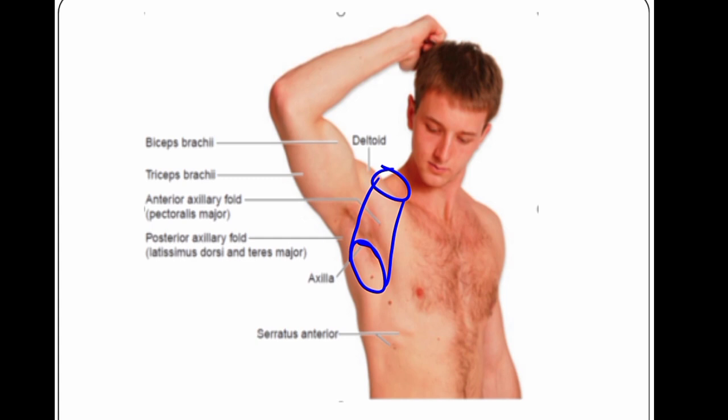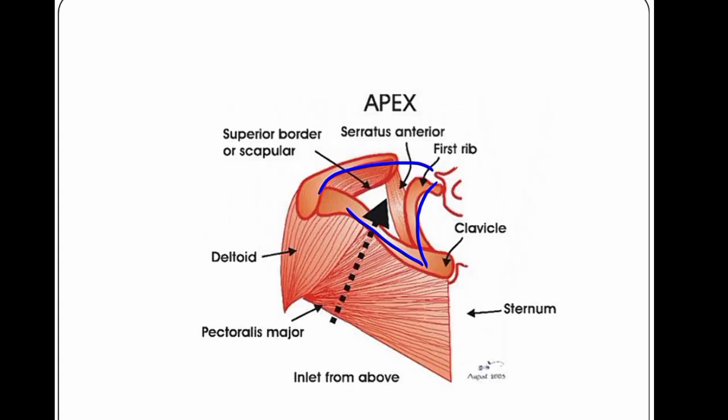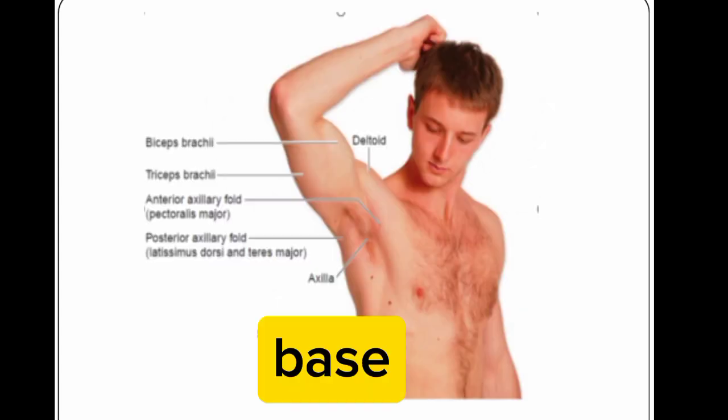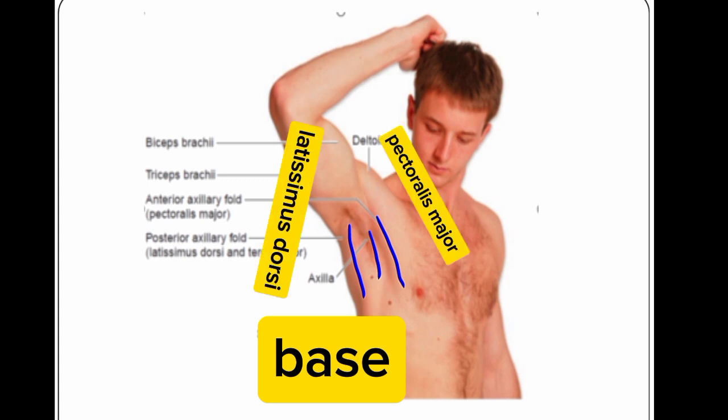The apex is formed by three main boundaries: the anterior boundary is formed by the clavicle, the medial boundary is formed by the outer border of the first rib, and the superior or posterior boundary is formed by the upper border of the scapula. This is the apex of the axilla. When you see the base, it is formed by two folds and the medial chest wall. The anterior axillary fold is formed by the pectoralis major muscle. The posterior axillary fold is formed by the latissimus dorsi and teres major muscle, while the medial boundary is formed by the chest wall. That is all about the axilla.